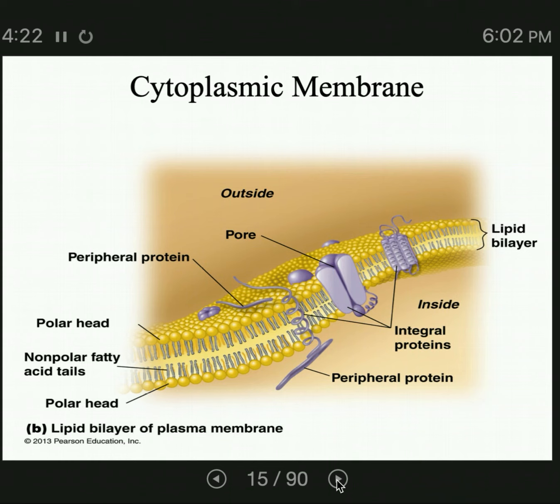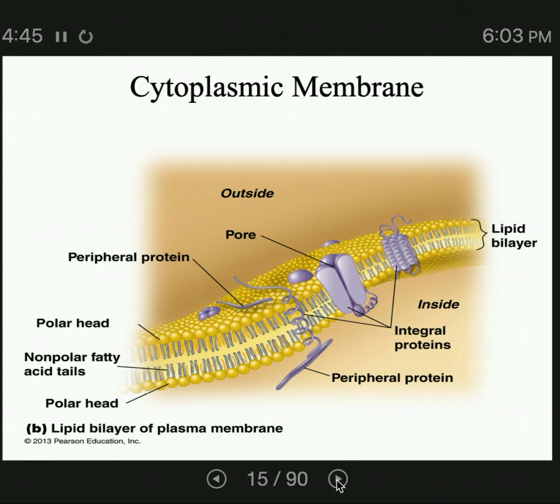And this chemistry is also responsible for the cell membrane's role as a selectively permeable barrier. What I mean by selective permeability is that the cell membrane only lets some molecules in, but not all molecules. So permeable means that things can cross it. But selectively permeable means that some things can cross, but not others.